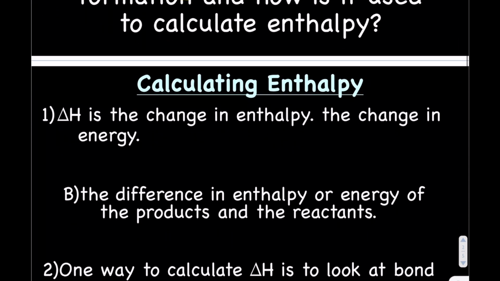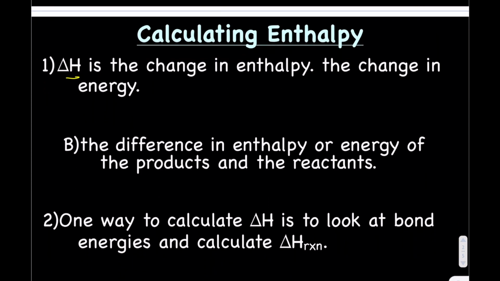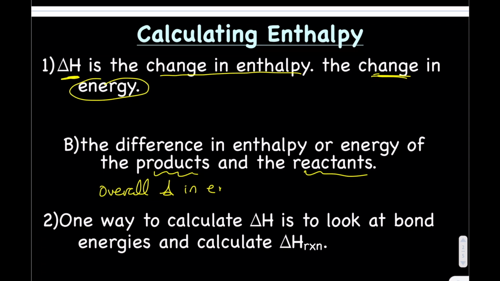Calculating enthalpy. Remember, this is a review: delta H is known as change in enthalpy or change in energy. Delta H is really the difference in enthalpy or energy of the products and the reactants. What we're looking for is the overall change in energy as a reaction is occurring. If the overall change in energy is negative, excess energy is released, and that would be an exothermic reaction. If the overall change in energy is positive, we're gaining more energy than we're losing, which means we're looking at an endothermic reaction.